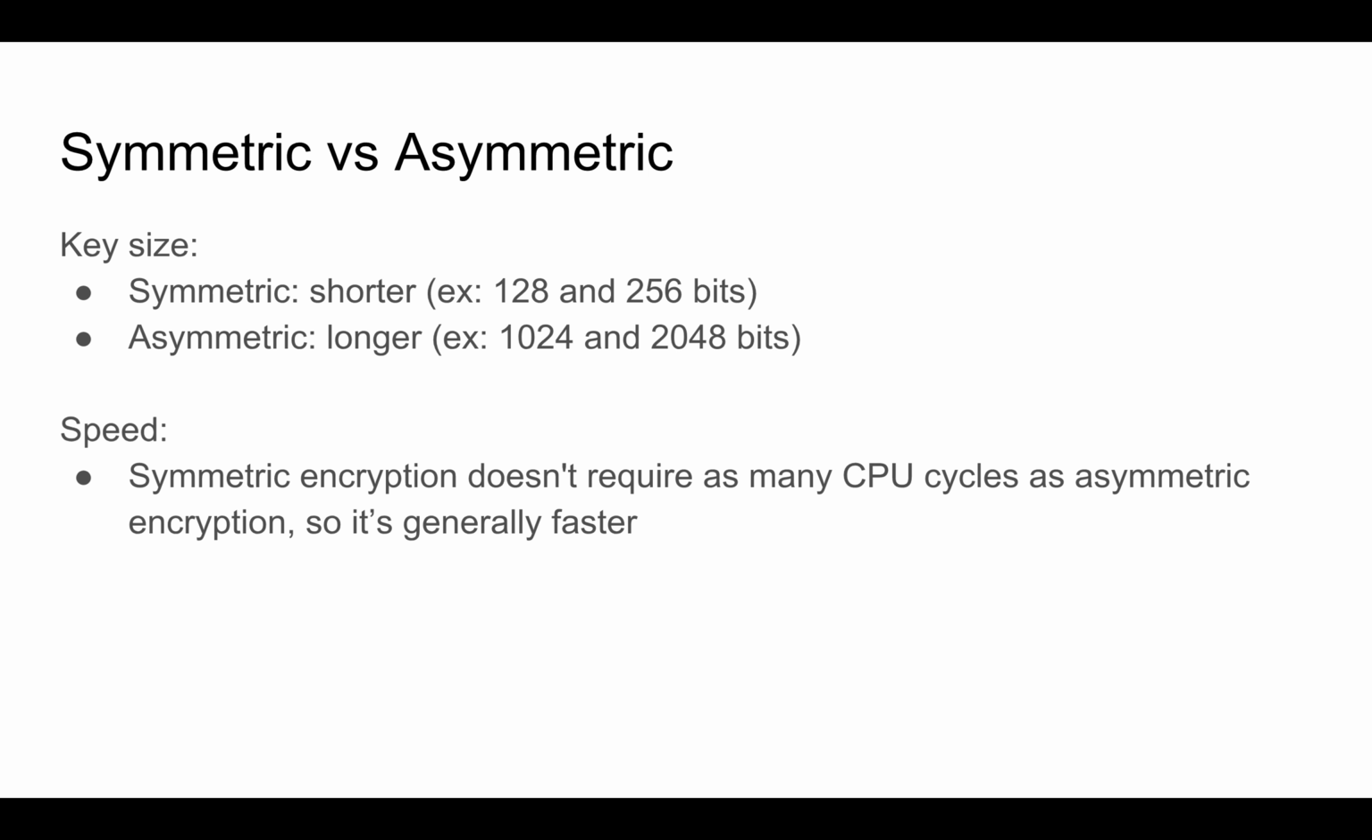Let's now compare symmetric and asymmetric encryption. First, in terms of key size. For symmetric, the key is smaller. For asymmetric, the key is longer. In terms of speed, symmetric encryption doesn't require as many CPU cycles, so it's generally faster.